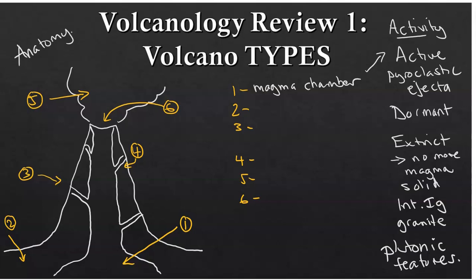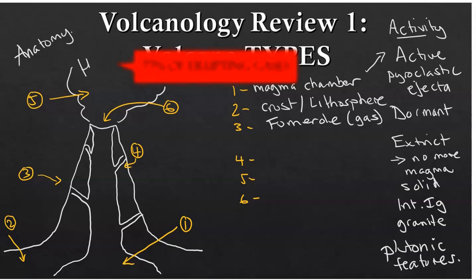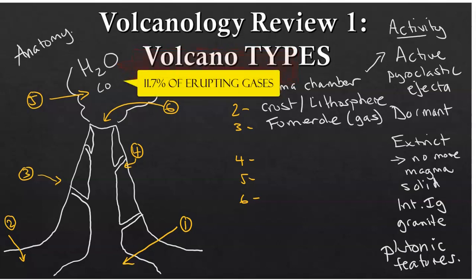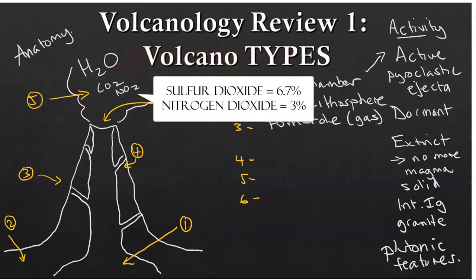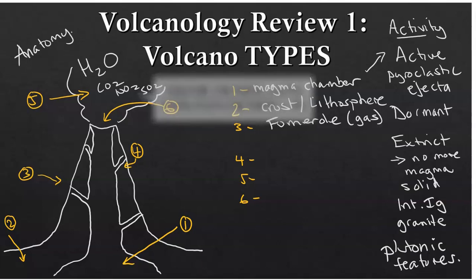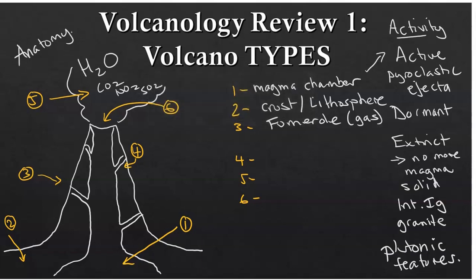So number 2, looking at the rock that the volcano is sitting on or made from. So looking at the crust and the lithosphere to put it into context. 3, that's going to be a fumarole, which is a vent for gas, and the gas coming out is going to be mostly water vapor. Some CO2, some NO2, and some SO2 right there. Now, 4 is going to be a dike, which is more diagonal, or a sill, which is more horizontal.